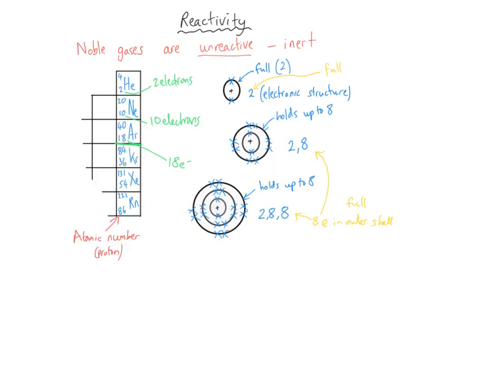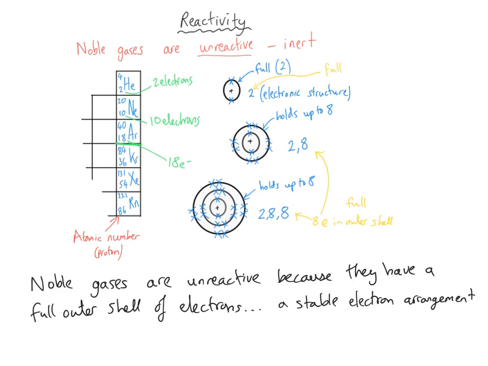And so to sum all of this up with the most important phrase that you're going to need, the noble gases are unreactive because they have a full outer shell of electrons, which gives them a stable electronic arrangement. Remember, the other elements in different groups give or take or share electrons in order to become like the noble gases, in order to achieve this stable electron arrangement. And that's something that the noble gases already have.